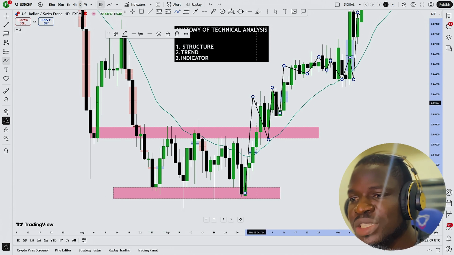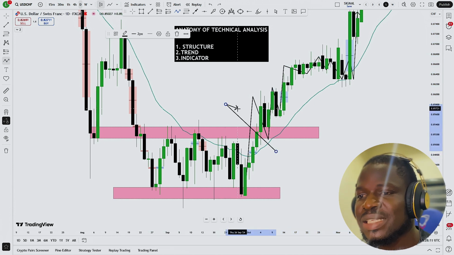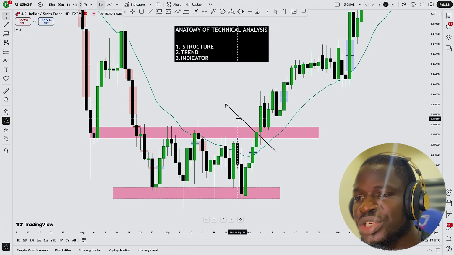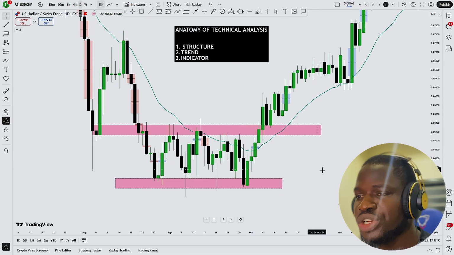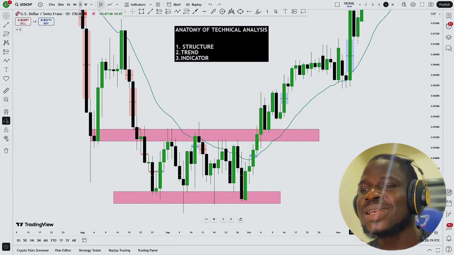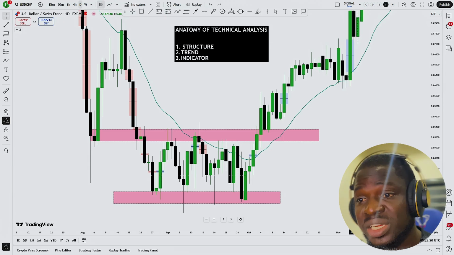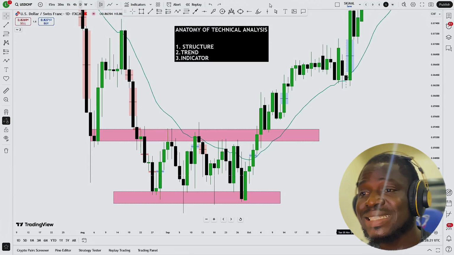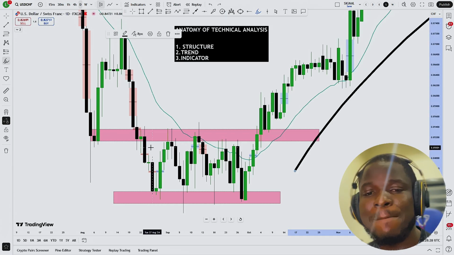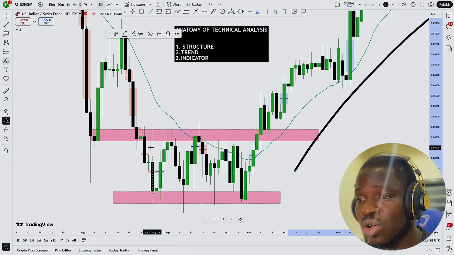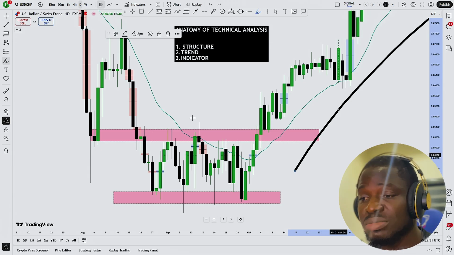Since we have established that the structure of the market is now a bullish structure, then the next thing is the trend. Are we in a downtrend or in a bullish trend? The answer is bullish trend or uptrend market. That shows that the buyers are the ones in charge of the market, and we just have to keep on taking buy opportunities because buyers are the ones dominating the market.